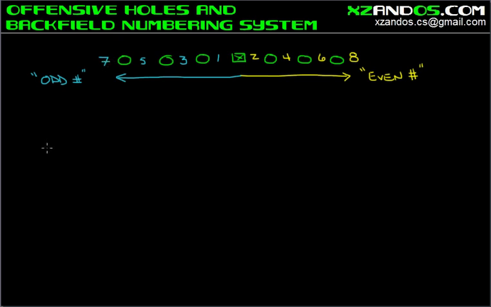So there you have it. You have an offensive hole numbering system where if your players hear an even number, they know that the play is going somewhere to the right. If they hear an odd number, they know that the play is going somewhere to the left. I guess they would have to know a little bit of math to know what even and odd numbers are, but that's pretty easy to teach them. Moving on into the backfield.